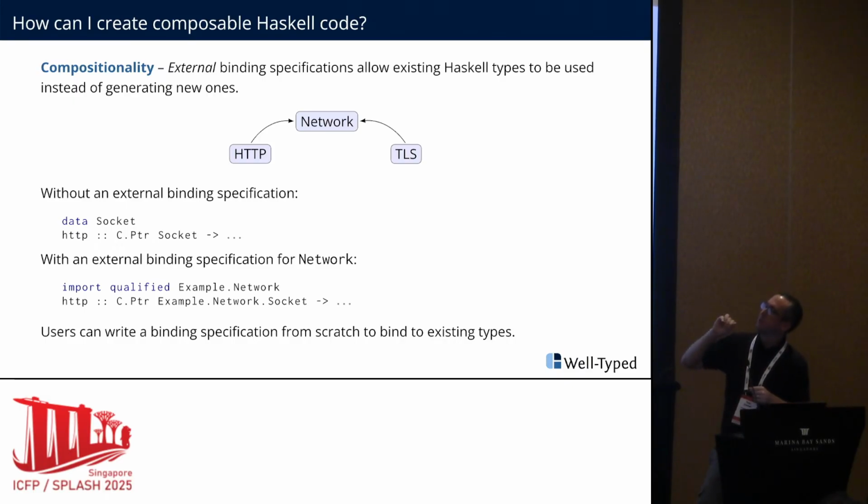And then when you generate bindings for the HTTP and TLS modules, you use that generated specification file as an external binding specification. And that ensures that the types are imported from the generated module. Since the generated modules have the same types, they can be composed together very easily. And again, you can write them from scratch.